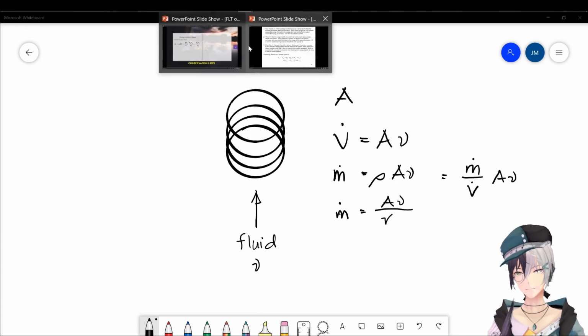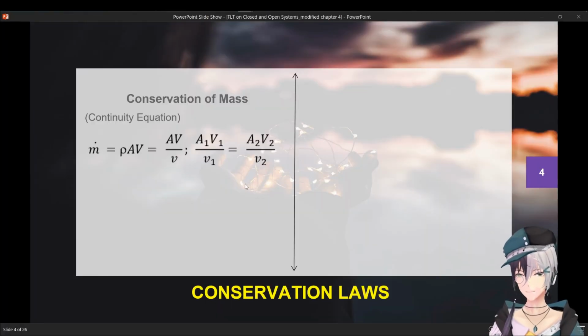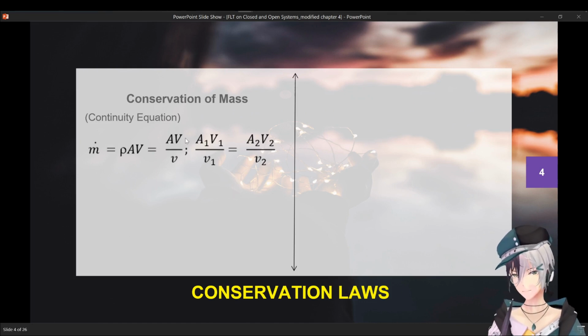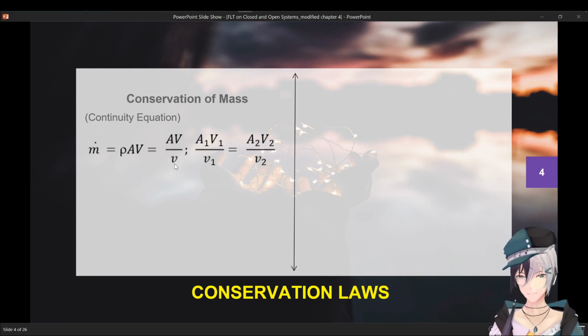And with that, we arrive at this continuity equation. Okay, so we have area, velocity, and then specific volume. In this continuity equation, we have area 1, velocity 1 over specific volume 1 equals area 2, velocity 2 over specific volume 2.